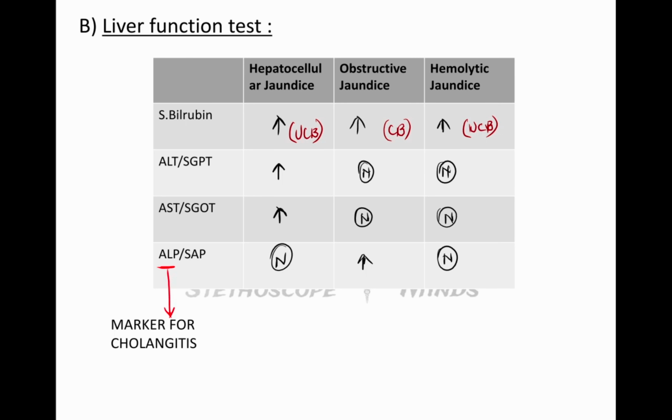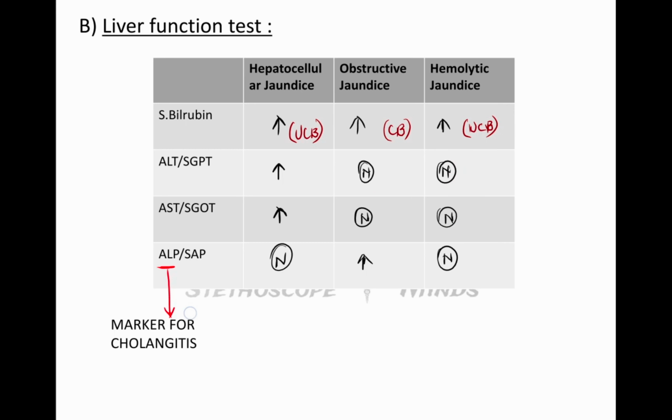Moving to ALT and AST. Hepatocellular jaundice occurs in the liver, right? There is direct damage to the liver, meaning liver enzymes are affected. That's why they both increase. In obstructive, the liver is normal, so there is no involvement of liver enzymes. In hemolytic, red blood cells are affected, but there is no effect on liver enzymes, so it is also normal.